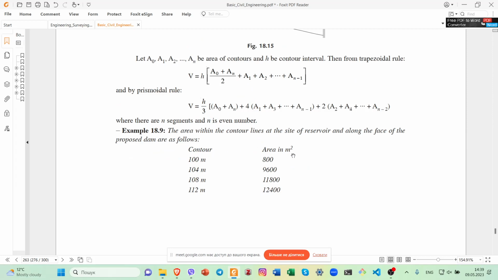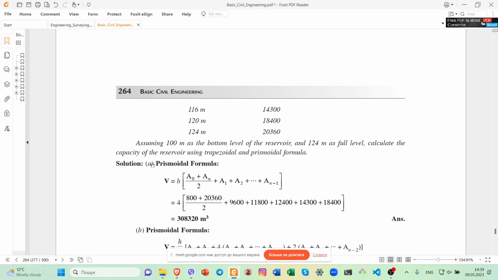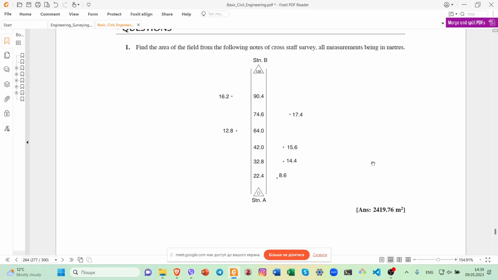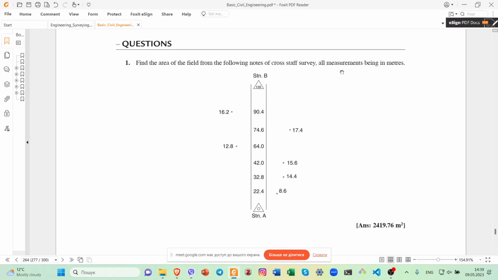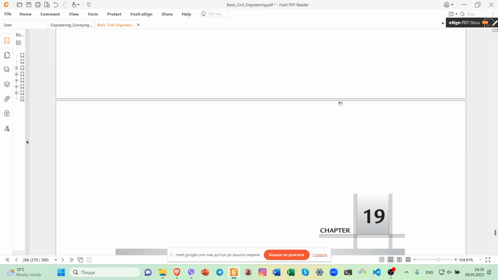of different areas of contour lines, and assuming 100 meters as the bottom level of the reservoir and 124 meters as full level, we calculate the capacity of the reservoir using the trapezoidal and prismoidal formulas. And questions. Here you can see examples of the same calculations.